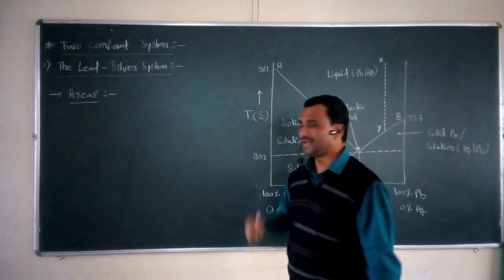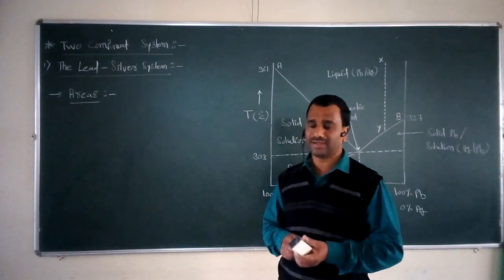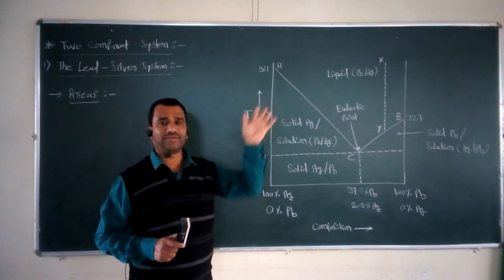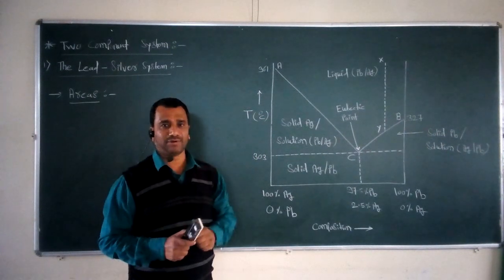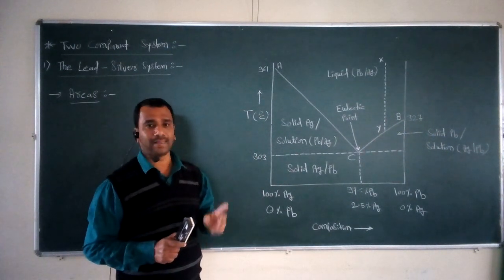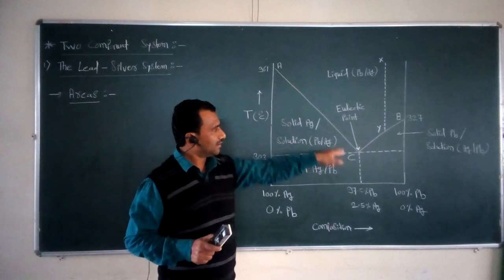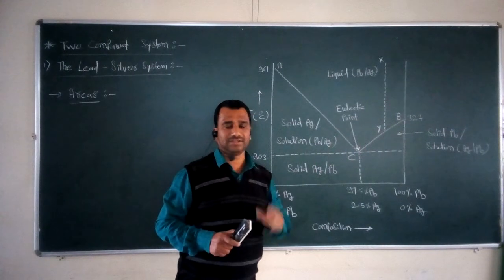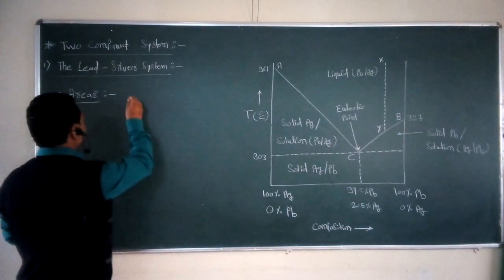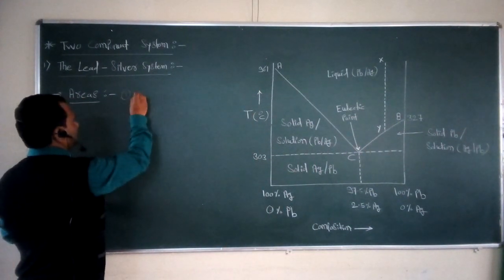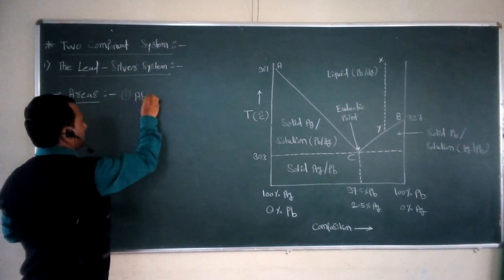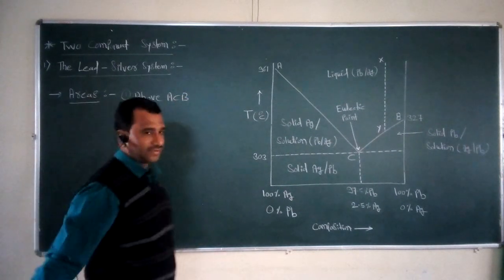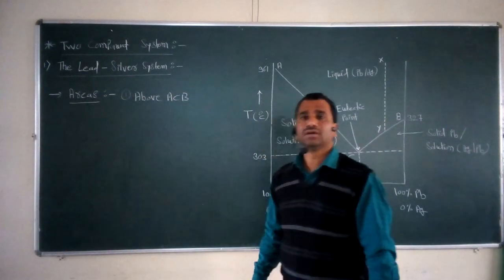As far as the first important part, areas, is considered, if we look towards the figure, it has different types of areas. The first important area is the area above A, C and B. This is the first important area we have to study first.